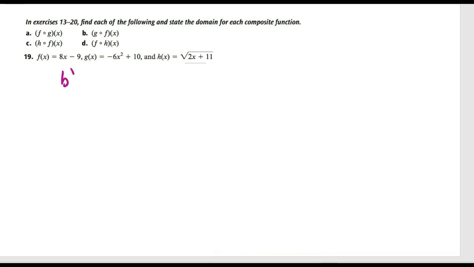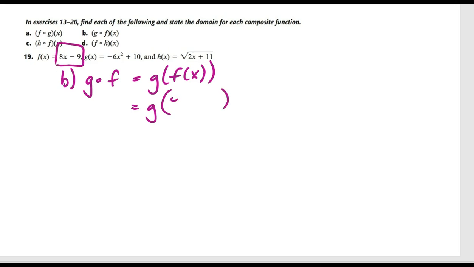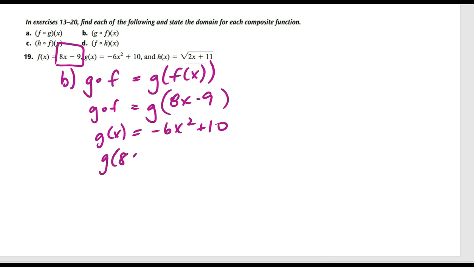So for part B, we want g composed with f, which we could write like this. I like to replace f of x with its value, which is 8x minus 9. Now we know that g of x is equal to negative 6x squared plus 10. So g of 8x minus 9 would mean that everywhere there's an x, we're going to replace it with 8x minus 9. So let's expand this out.